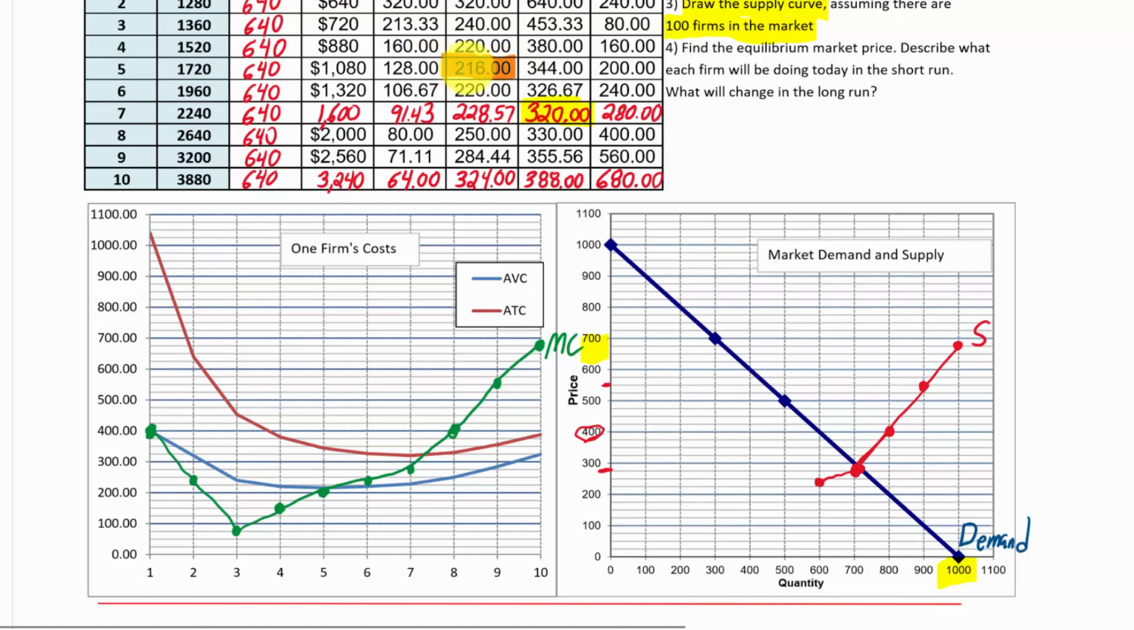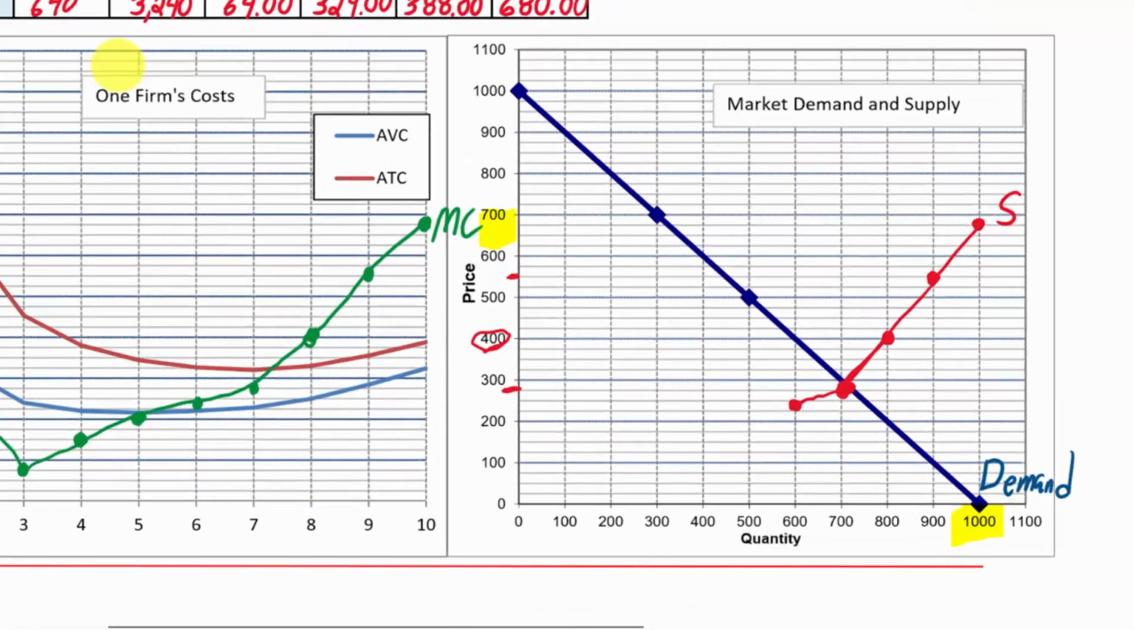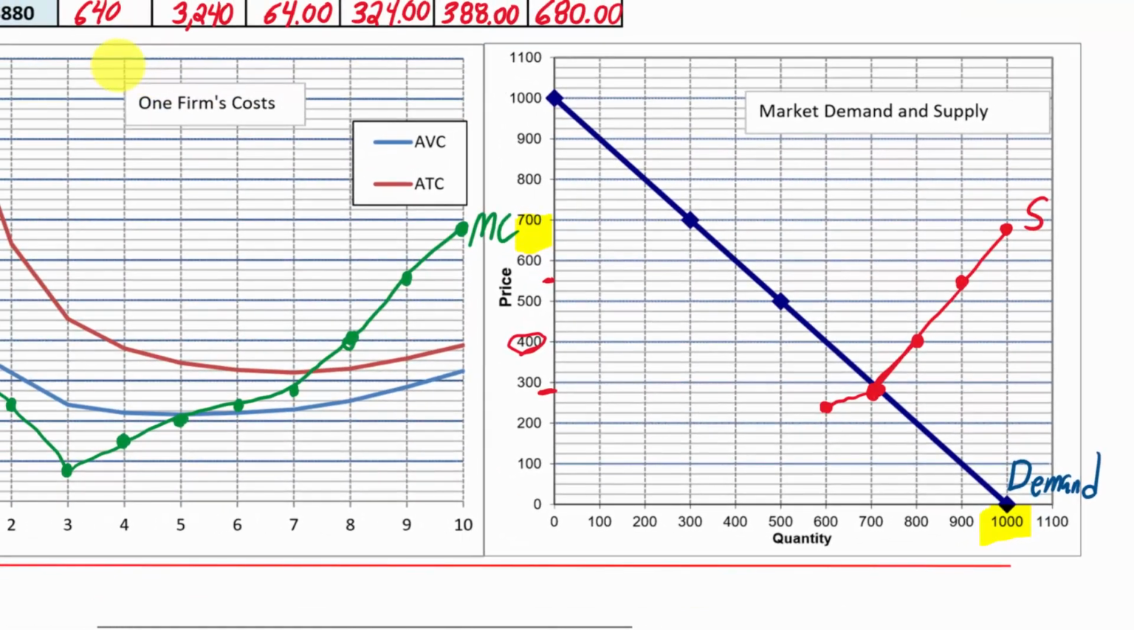Now, if the market price was $216, yes, we would see each firm producing 5 units for a total of 500 units. So this last point, I'm going to put in a different color so that we remember that's the shutdown price. $216 and 500 units. Okay, so that's the shutdown price right there.